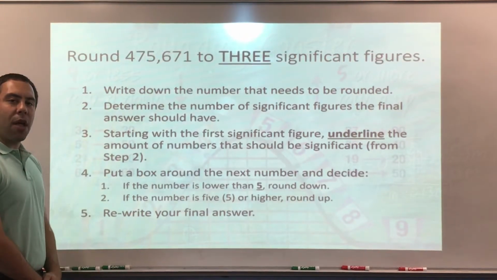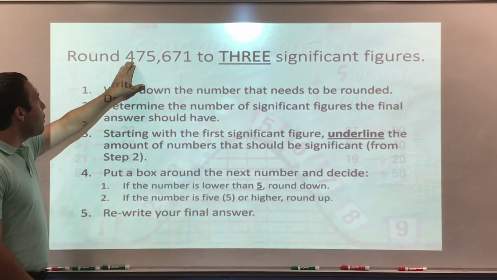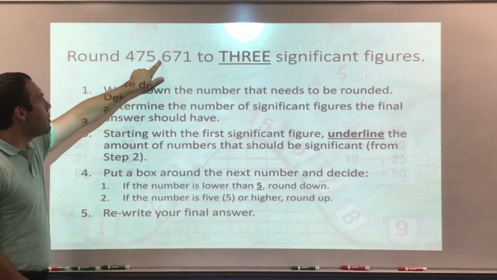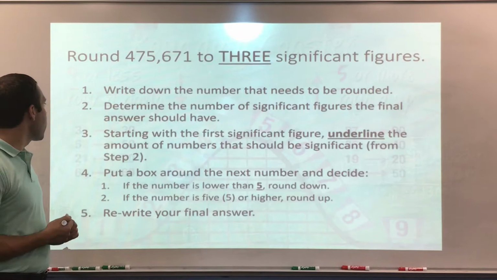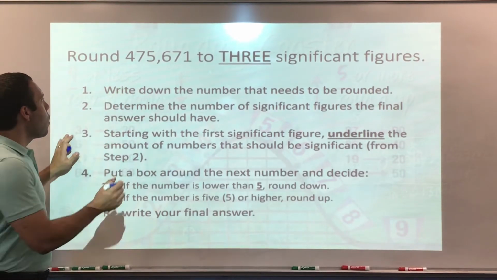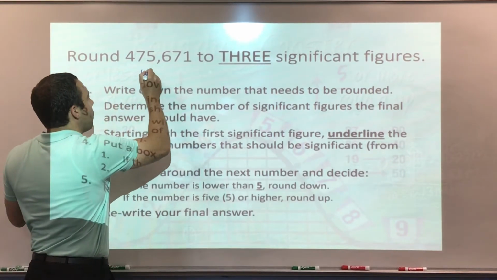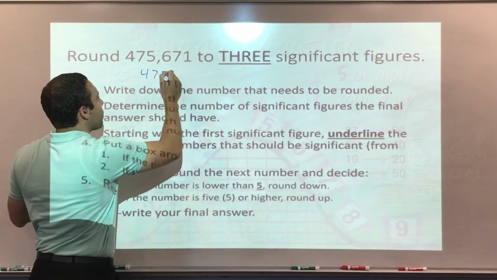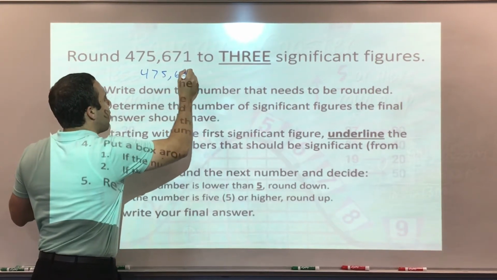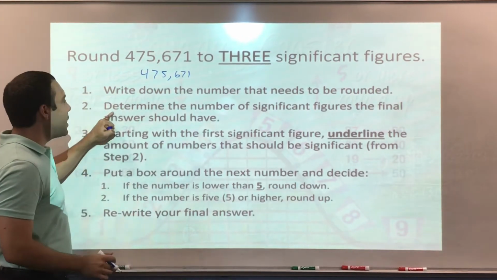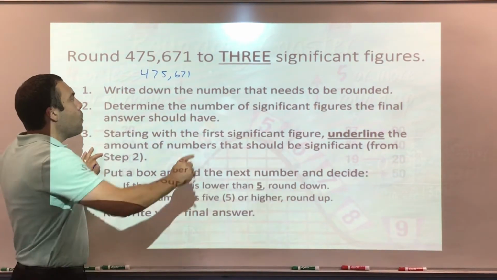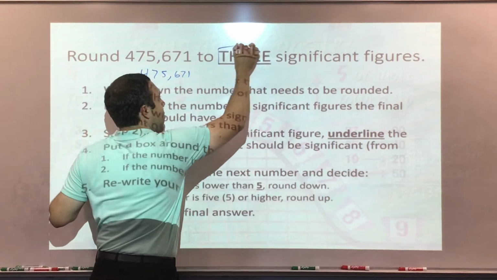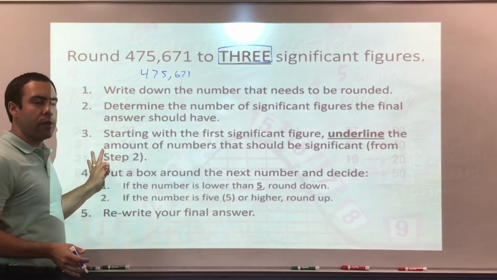So this practice problem asks us to round 475,671 to 3 significant figures. So for step 1, write down the number that needs to be rounded. 475,671. Step 2, determine the number of significant figures in the final answer. Well, 3. It tells us to round to 3 significant figures.